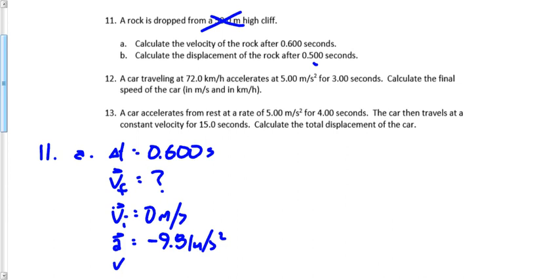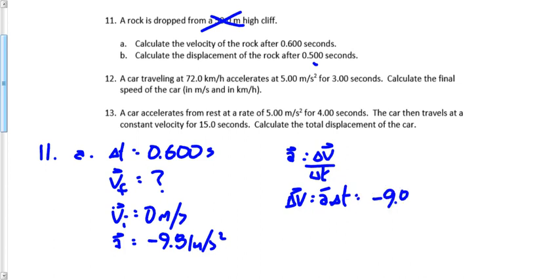Looking for VF, the final velocity of the rock. I'm probably going to try A is equal to delta V over delta T here. Then the T goes up by multiplying, becomes A times T. I got negative 9.81 times delta T, which is 0.60 seconds. And that gives us a value of 5.9 meters per second, 5.88.